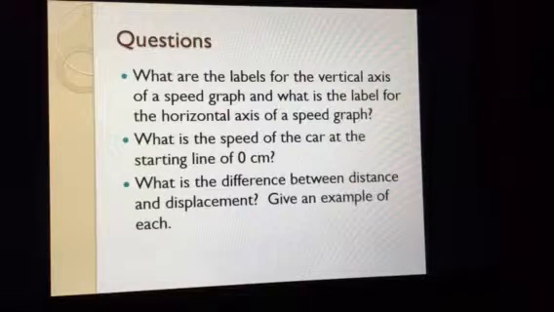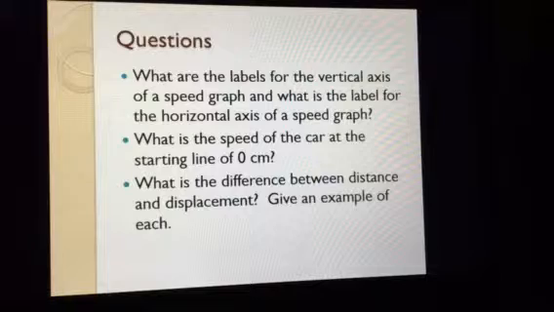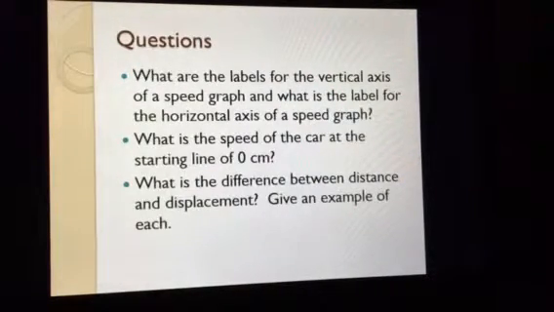And then what is the difference between distance and displacement? Remember, displacement is how far you've gone from a specific spot. So if I start in Warner, I go to Aberdeen, I go back to my original spot in Warner, my displacement is 0. However, my distance traveled would be 20 miles. And so that would be an example of both of those. So make sure that you guys went over that.